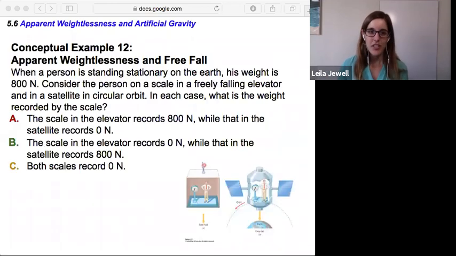So, a conceptual example here, apparent weightlessness and freefall. When a person is standing stationary on the Earth, his weight is 800 newtons. Consider the person on a scale in a freely falling elevator and a satellite in circular orbit. In each case, what is the weight recorded by the scale?